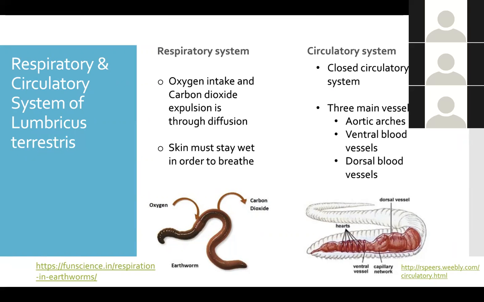The ventral blood vessel is the primary distributing vessel in an earthworm and brings blood to and from the lower portion of the worm's intestines. And the dorsal blood vessel is the largest and thickest one in the worm's body and circulates blood from the posterior side to the anterior side of its body.